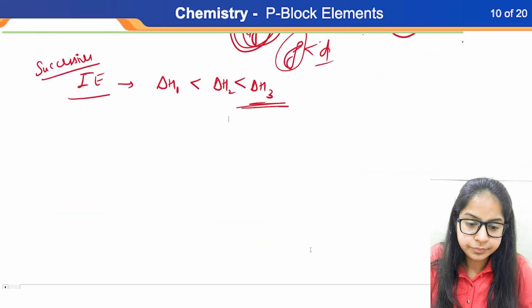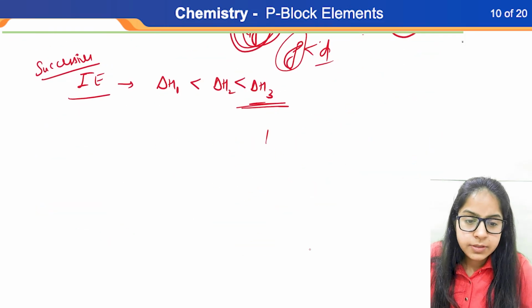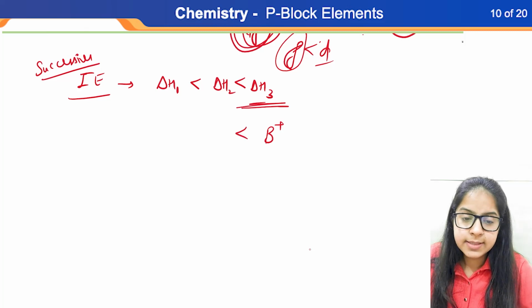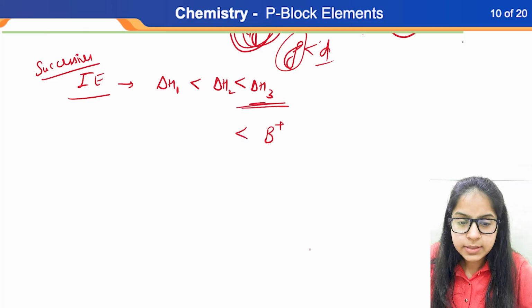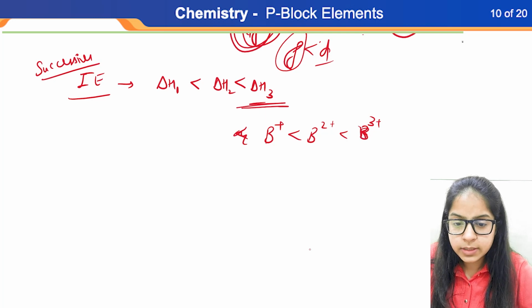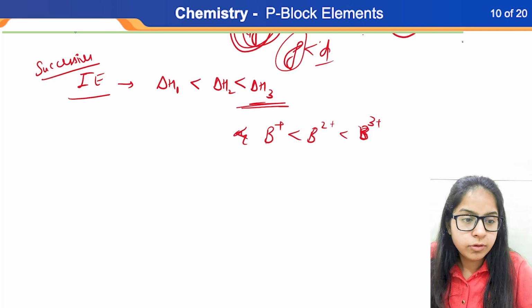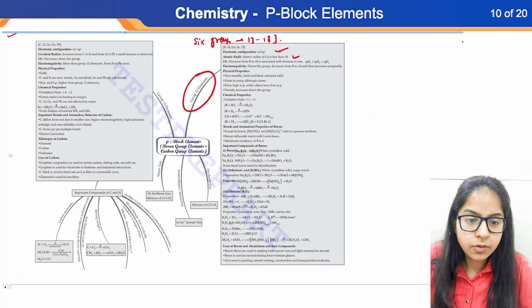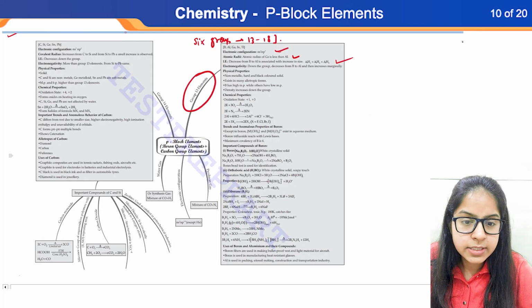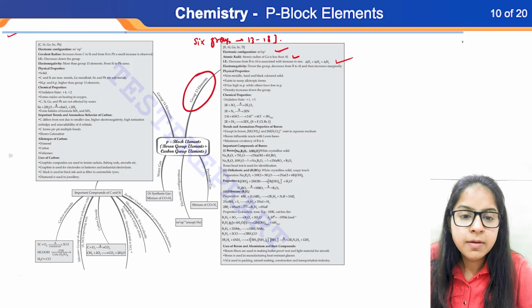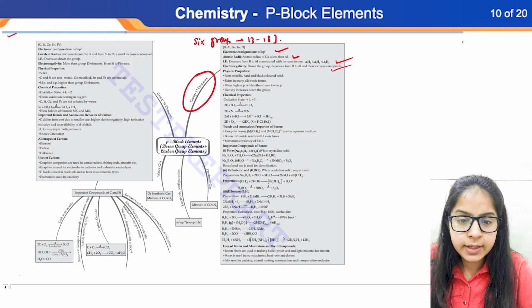For example, suppose I am having boron plus, this doesn't exist at all, boron plus 2, boron plus 3. Okay, boron plus 3 is more than boron plus 2, which is less than boron plus 1. Now here this one is for the ionization energy, then the electronegativity down the group decreases from boron to aluminium and then increases marginally. This is the electronegativity trend.